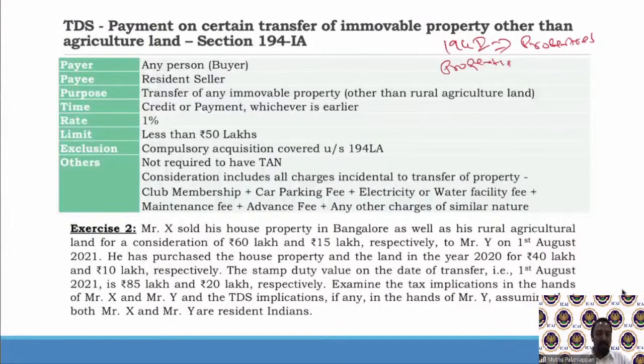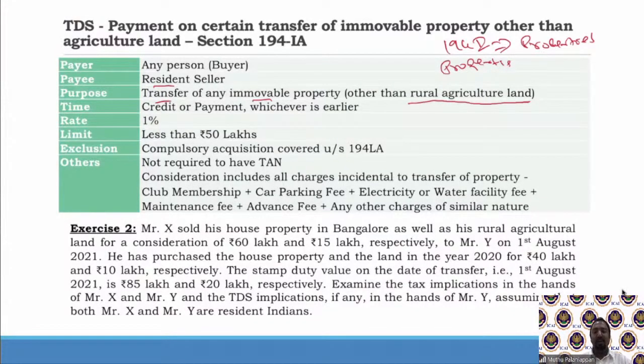So what exactly is it? You are selling a property, or let's say you are buying a property, which is not an agriculture land. So for this purchase of this property, there is a TDS provision. So what does the provision say? It says any person who's buying the property from a resident seller, so here also it is resident, TDS is applicable if there is a transfer of any immovable property other than rural agriculture land. So they are not just saying agriculture land, they're only referring to rural agriculture land.